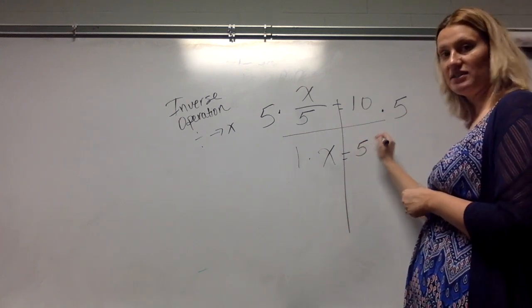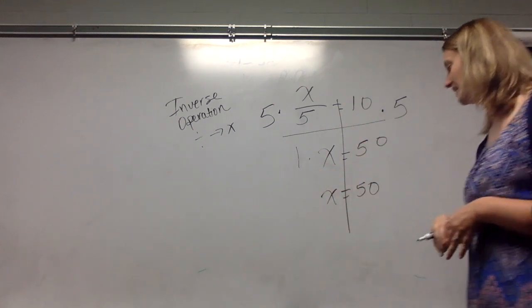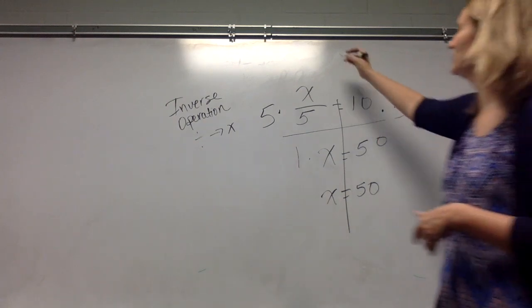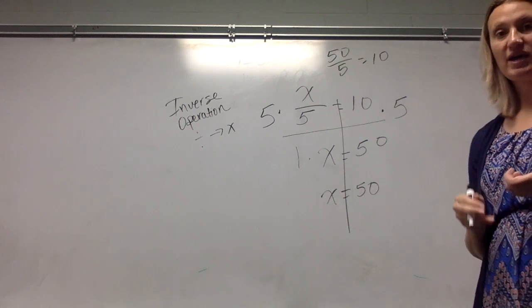10 times 5 is 50. X times 1 is x. So I have again isolated my variable, gotten that it equals 50. 50 divided by 5 is in fact 10, so I have a correct answer.